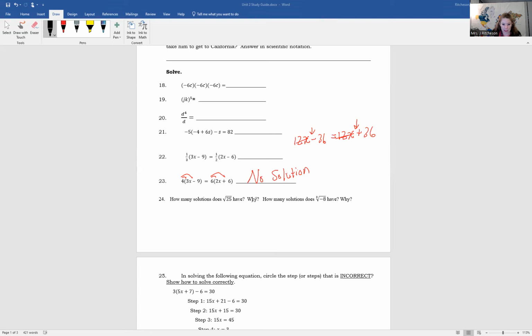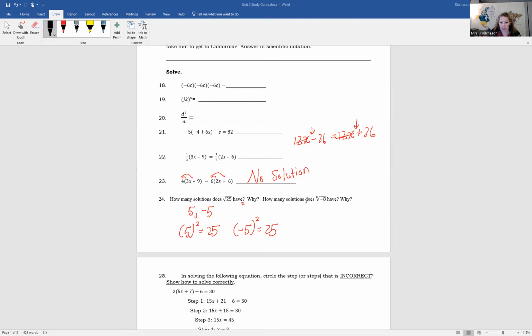Number 24. How many solutions does the square root of 25 have? Well, really, it has two. It has two, both 5 and negative 5. And the reason why is because 5 squared is 25 and negative 5 squared is positive 25. That's why the answer is 2.